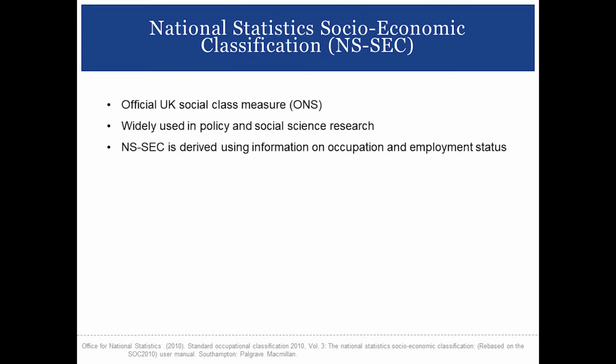We use the National Statistics Socio-Economic classification as our measure of social class. This is the official UK social class measure used by the Office for National Statistics, and it's widely used in policy and social science research. It's derived using information on occupation, so occupation title, and employment status. So this is referring to whether workers are in more of a service relationship or labour contracts with their employers. Those who are in similar NSEC categories are considered to have similar market situations, so levels of income, economic security, chances of economic advancement, and also similar work situations, for example, levels of authority and control in their job.